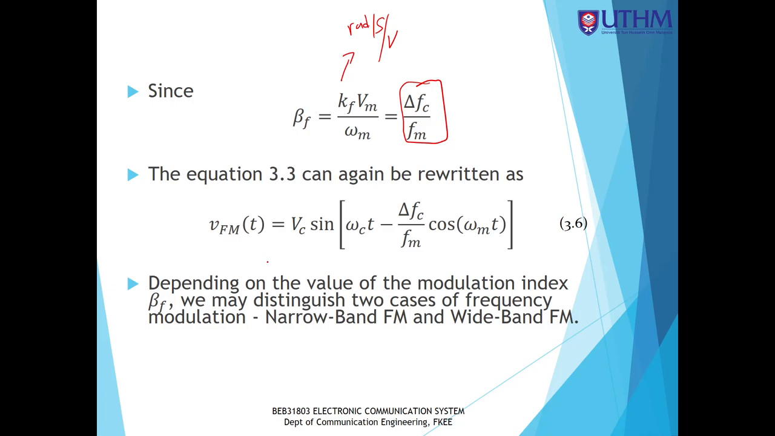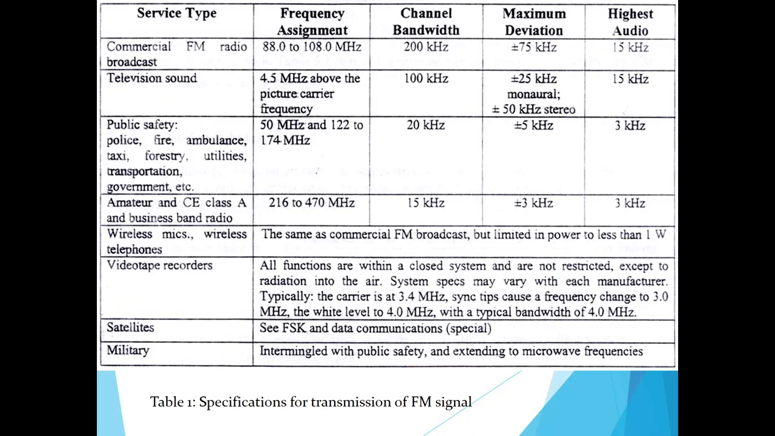So the equation for FM becomes Vc sine in bracket 2 pi Fct minus delta F over Fm, which is actually beta F cos omega mt. Depending on the value of beta F, we may distinguish two cases of frequency modulation, narrow band and wide band FM. We will look at narrow band and wide band later.